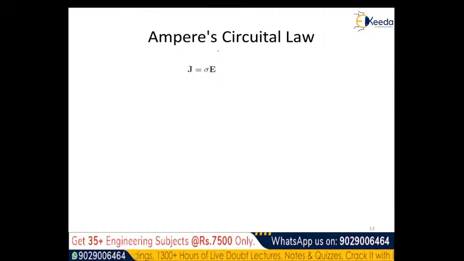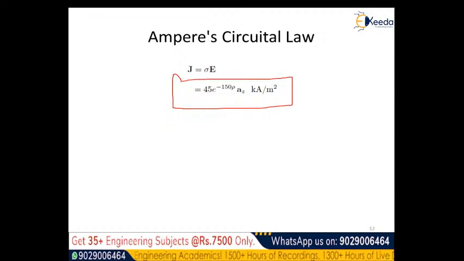So we just put the values here, and we get an expression of this form: 45 times e to the power minus 150 times rho a_z. This is in terms of kiloamperes per meter square. At whatever point you require to find J, it was not specified in the problem statement that you make the computations at a particular point. Therefore we leave this expression as it is. So J is equal to this RHS. This is the required answer to part A of this problem statement.